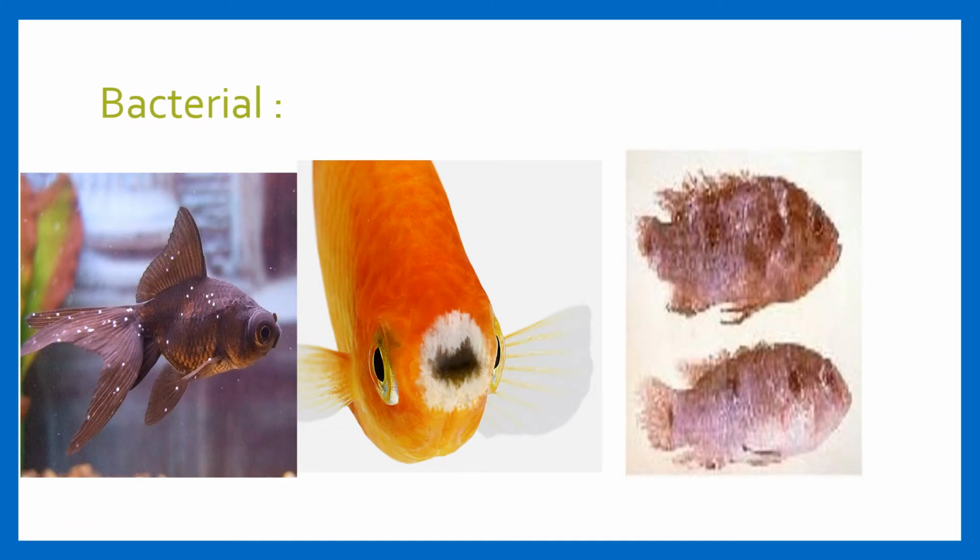Here are a few more pictures of bacterial infections: the white spots on the body of the fish, and this whitish, mucus-like growth on the mouth of the fish, which may be bacterial or it may be fungal. Again, rotting of the overall body parts, the fins and other parts, is again a bacterial disease.